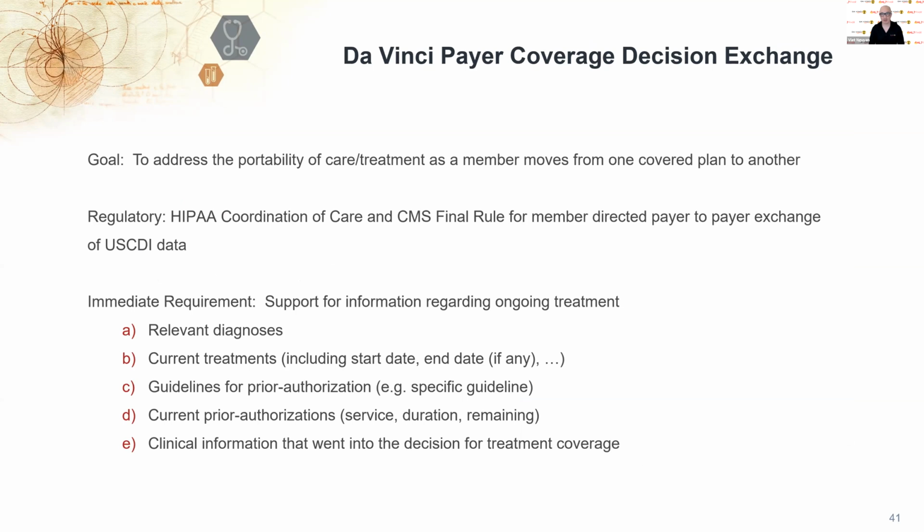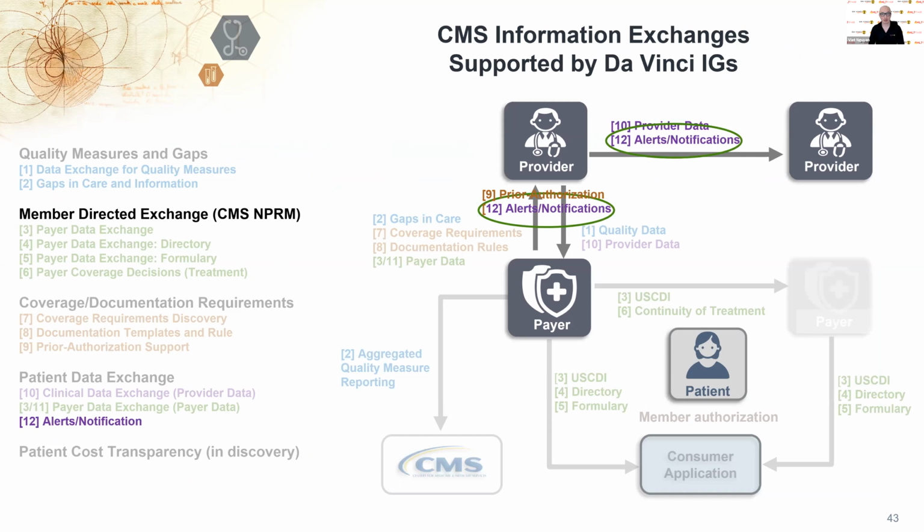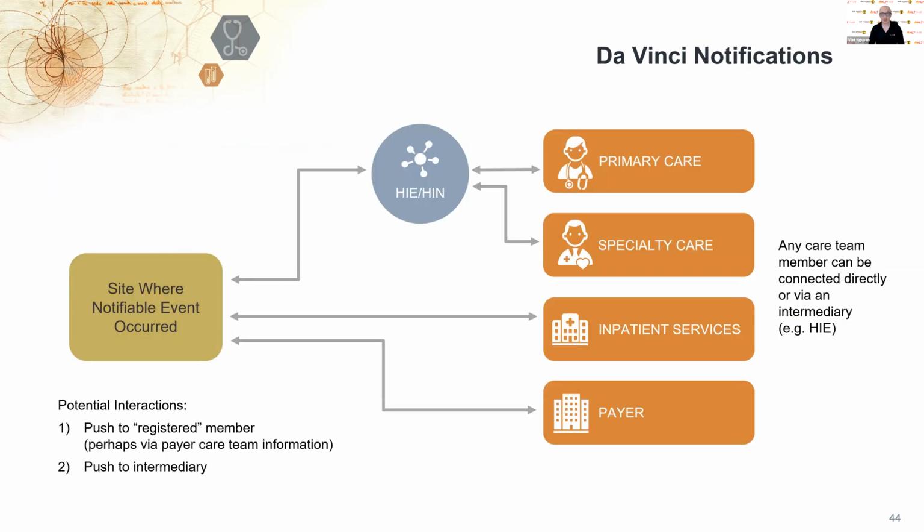And then this is just a rehash of the payer coverage decision exchange, which is related but focused primarily on active treatments and continuity of coverage. And this is a brief summary of the notifications requirement for the Medicare and Medicaid conditions of participation for hospitals, psychiatric hospitals, and critical access hospitals. And really it's to include the demographics, the setting institution, and the diagnosis. And this is really important for coordination of care, both during that admission as well as afterwards. So this is, again, notifications.